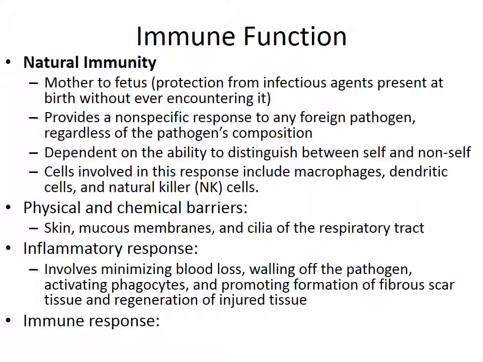Physical and chemical barriers provide immunity, such as the skin, mucous membranes, and cilia of the respiratory tract. Inflammatory responses also provide some immunity, as this involves minimizing blood loss, walling off pathogens, activating phagocytes, and promoting formation of fibrous scar tissue and regeneration of injured tissue.